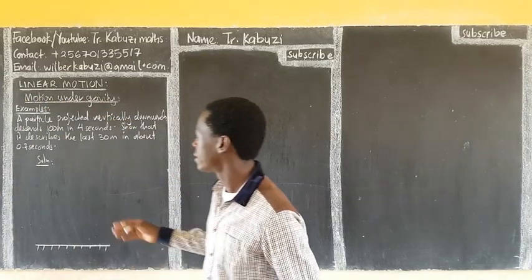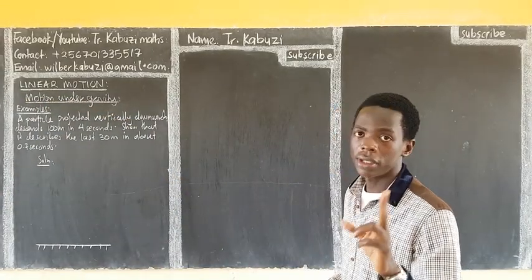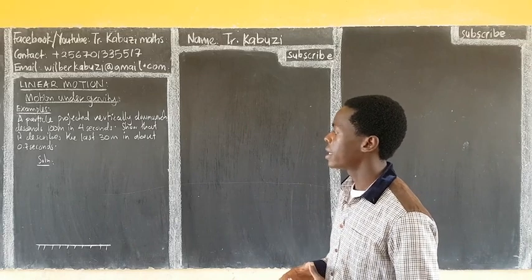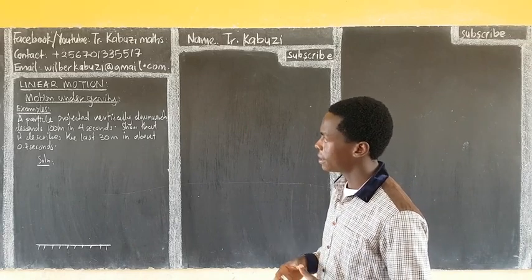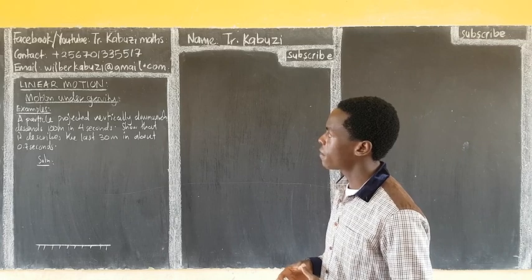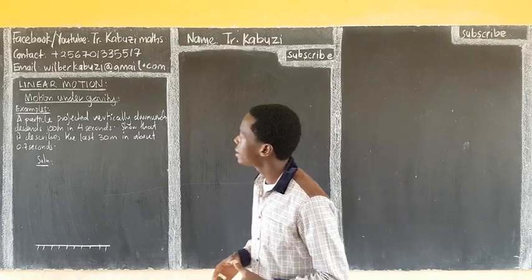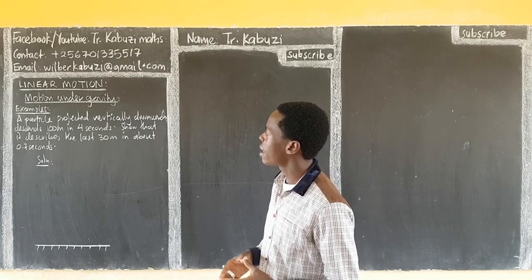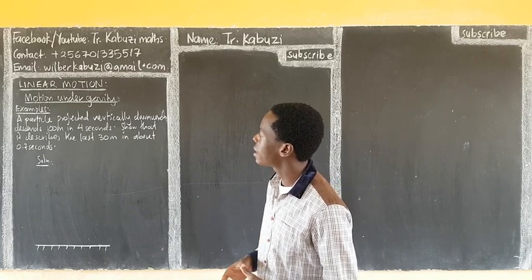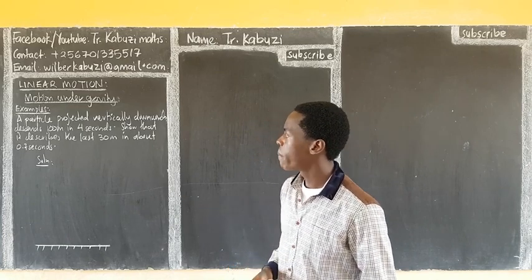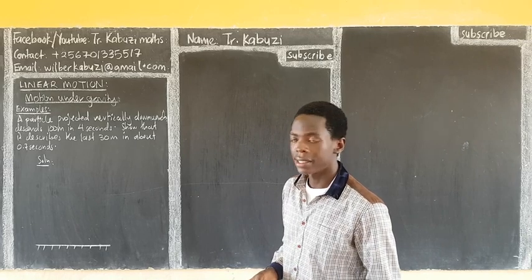Now, members, we're going to see how we handle this question. I'm going to give you two ways of how you can handle it. Let us first read. A particle projected vertically downwards descends 100 meters in 4 seconds. Show that it describes the last 30 meters in about 0.7 seconds.